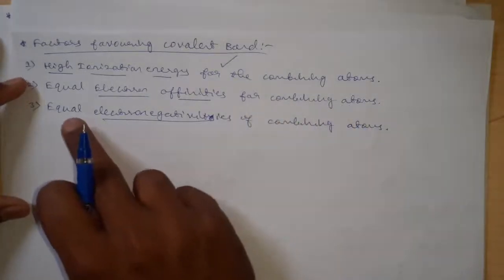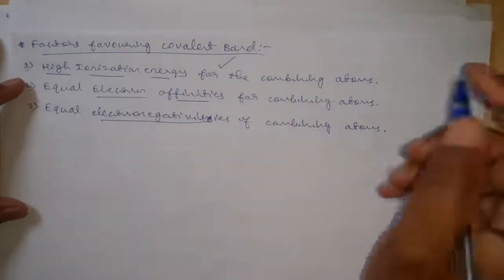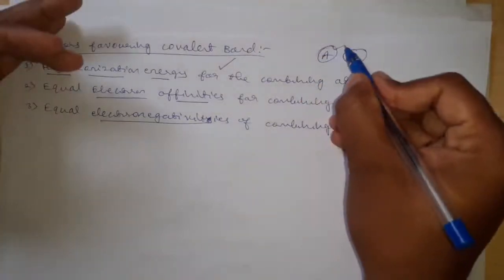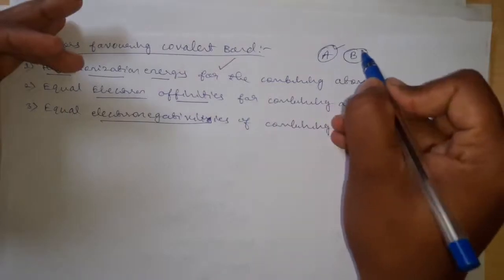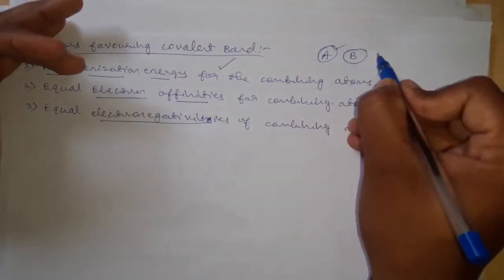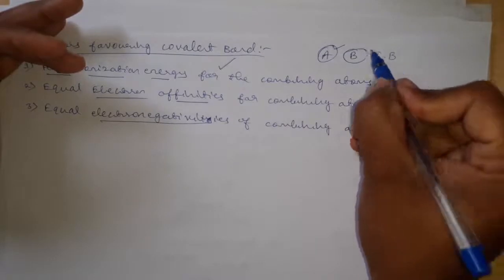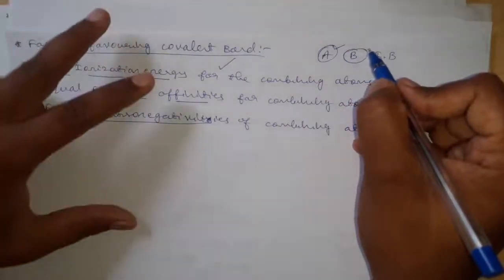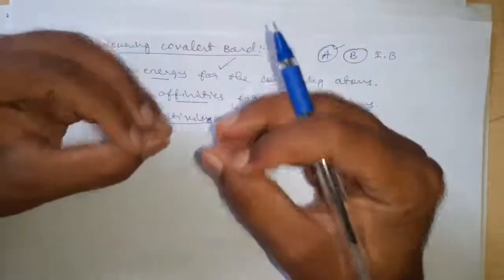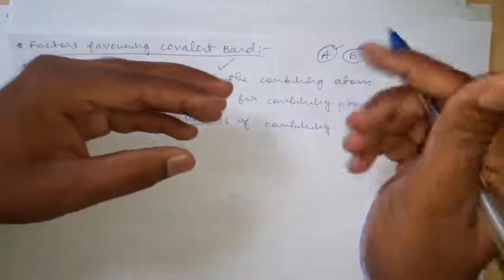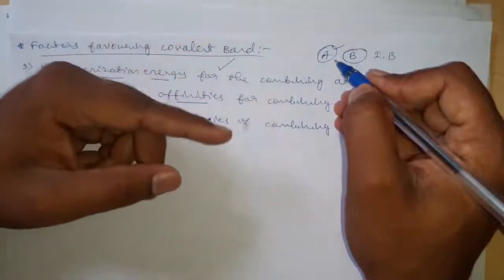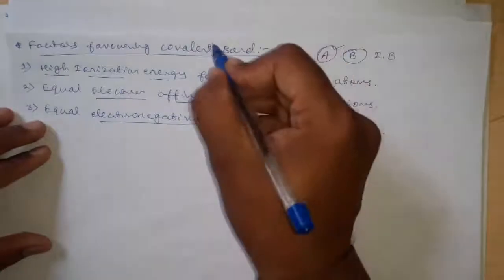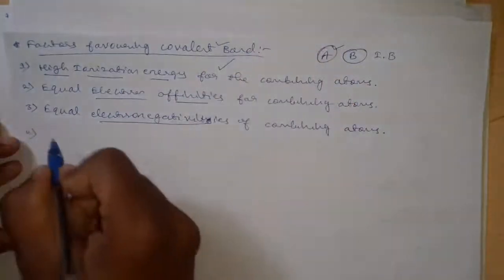And here what happens if the electronegativity is equal? Say, for example, atoms A and B are combining. If A has less electronegativity, then it will lose the electron, meaning it will donate the electron, which results in the formation of ionic bond. But if both the atoms have the same electronegativities, meaning both have equal force towards the electrons, then instead of donating or accepting, both the atoms will share their electrons to form the covalent bond.